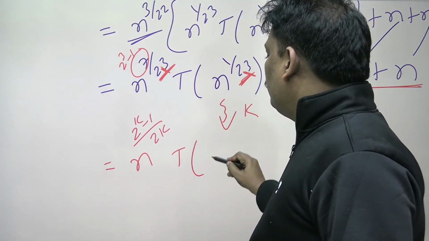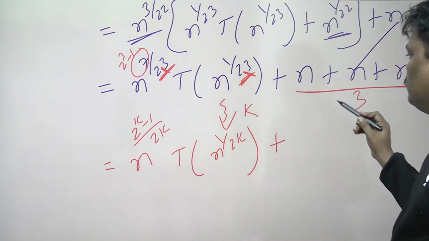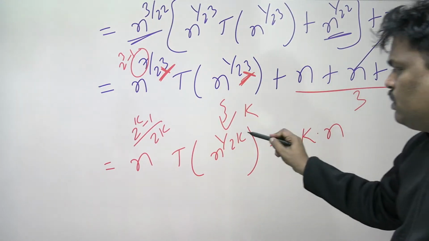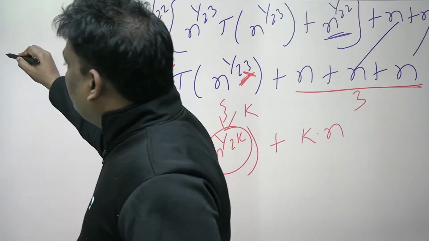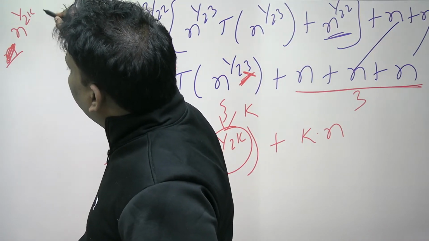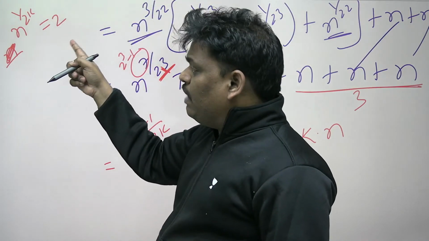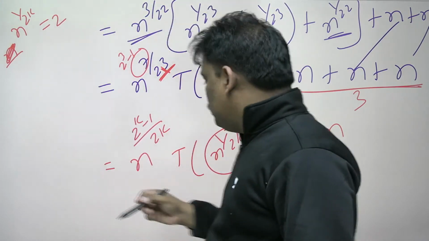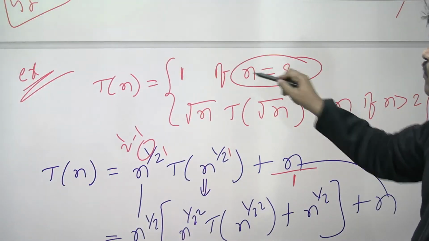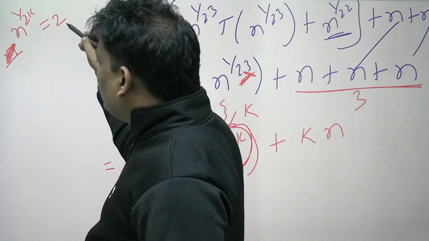T of n power 1 by 2 power k, plus this became kn. Now this should be the termination condition. Let me write, careful everyone, n power 1 by 2 power k is equal to 2. See the termination. Given termination is I want 2. See, n value 2 is the termination. So, n power 1 by 2 power k is equal to 2.